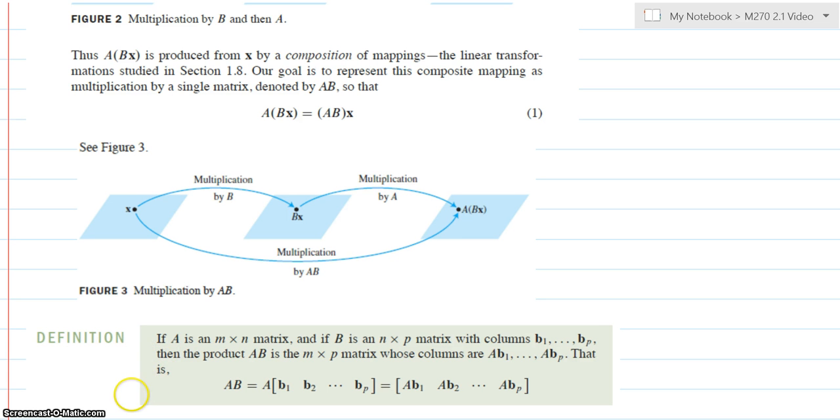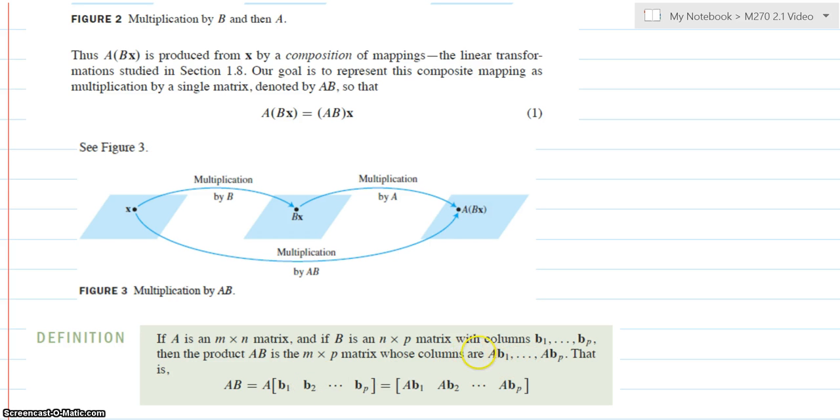Here is the actual definition of multiplication. If A is an m by n matrix and B is an n by p matrix, now it's going to be really important, and we're going to see this in a few minutes, that you can only multiply A times B together if the columns in your first matrix equal the rows in your second.